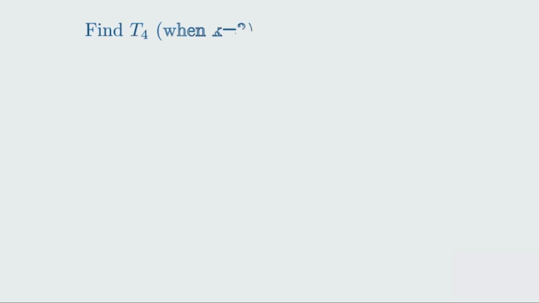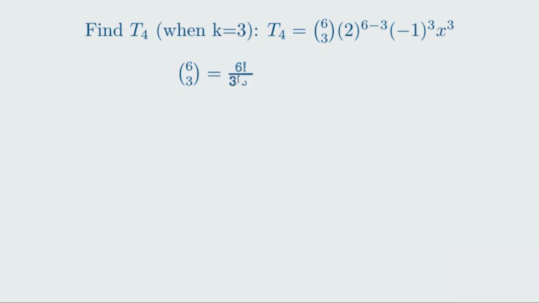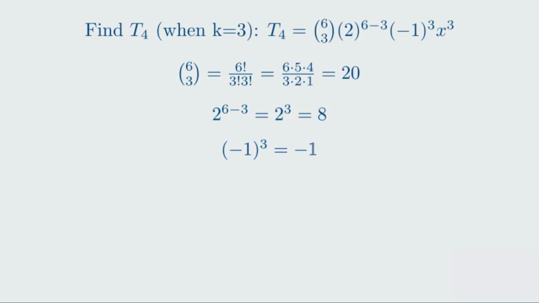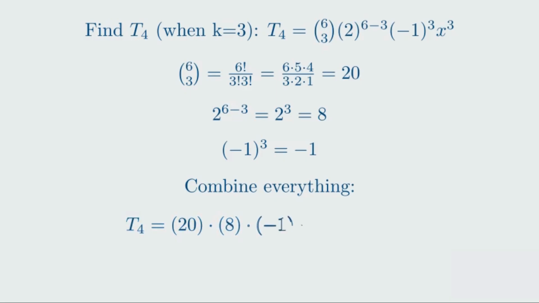We're finding T sub 4, so we plug in 6 for n and 3 for k. First, the binomial coefficient 6 choose 3. This is 6 factorial divided by 3 factorial squared. Calculating this gives us 20, so the numerical coefficient is 20. Next, we have 2 raised to the power of 3. 2 to the third power, or 2 cubed, is 8. And finally, negative 1 cubed. Since the exponent is odd, negative 1 cubed is negative 1. Now we combine everything. The coefficient is 20 times 8 times negative 1, which is negative 160. So the x cubed term is negative 160 x cubed. The coefficient of x cubed is negative 160.